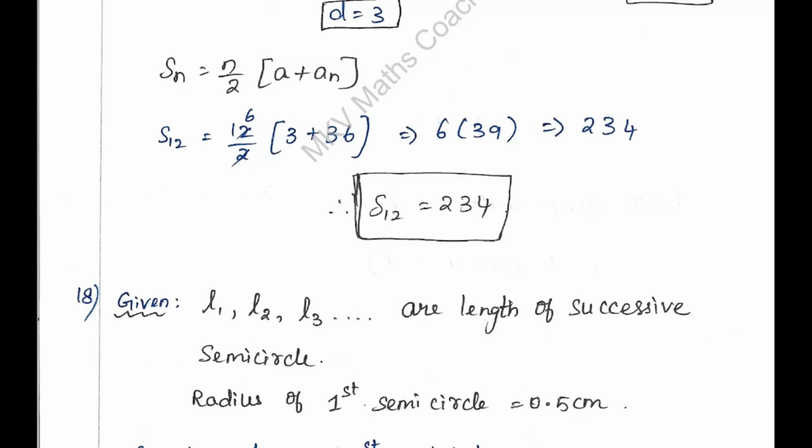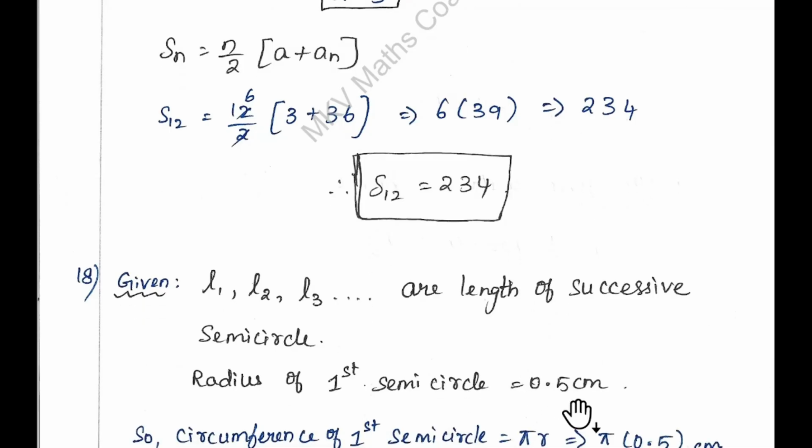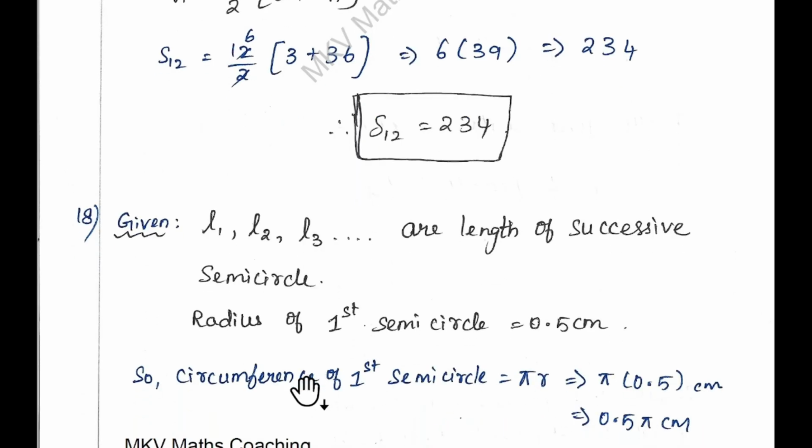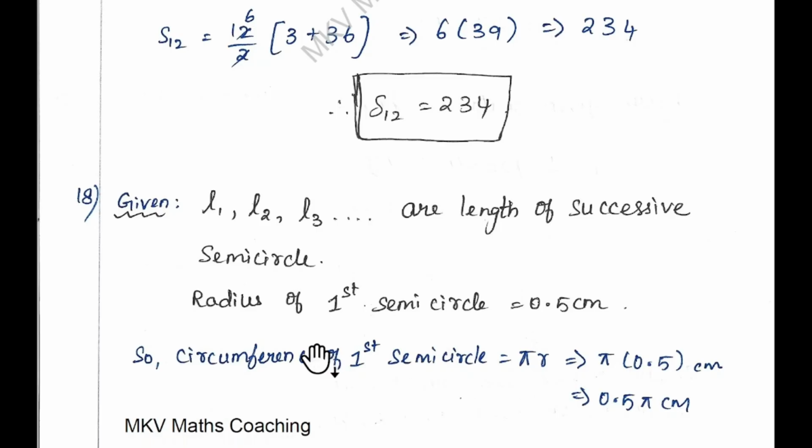So you need to find the length of the semicircles. Length means what? You can say that is circumference. Circumference and length are the same, right? They have only given the radii, but you need to find the length, which is circumference. You know the circumference of a circle is 2 pi r. For a semicircle, 2 pi r by 2, it is pi r. So the circumference of the semicircle formula will be pi r.